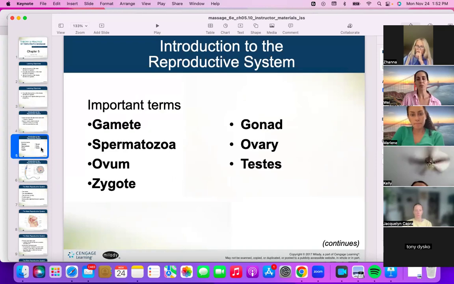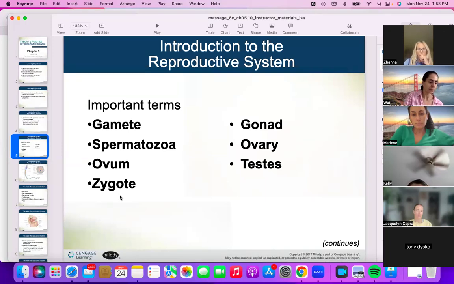And like I said earlier, the most important thing in the reproductive system when it comes to your exam and all is understanding these simple terms right here. Okay, what's a gamete? So a gamete is a description for reproductive cells. And the reproductive cells are male and female. Spermatozoa, which is the sperm, and the ovum is an egg. A zygote is a fertilized egg. So when the sperm and the ovum come together, they create a zygote. So it's like the union of the spermatozoa and the ovum.